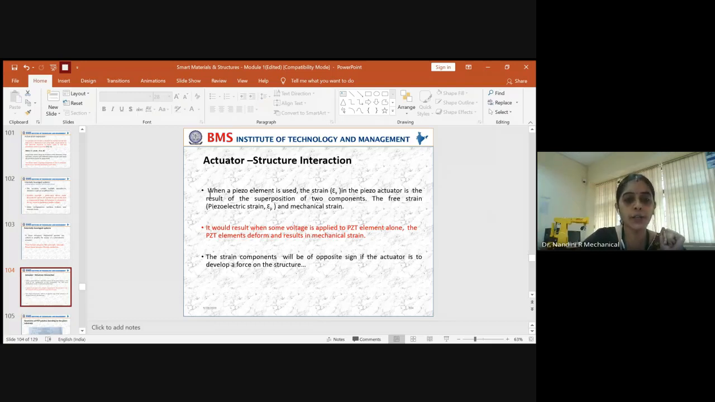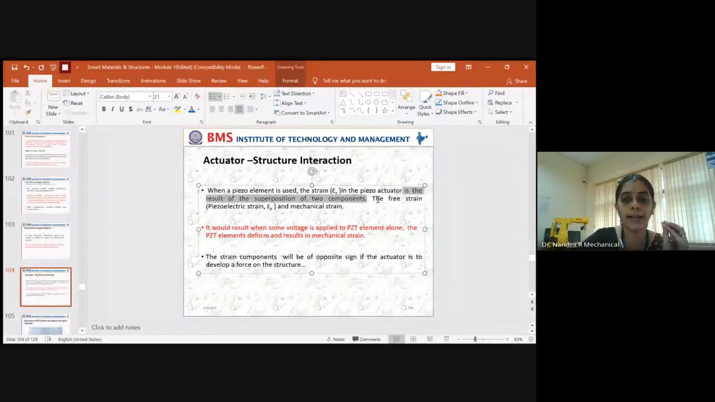So here what happens is you will be having a piezo element. When you use a piezo element, the strain in the piezo actuator that you get is a result of the superposition of two components. Suppose you have a structure and you have an actuator. The strain is induced in both the structure as well as the actuator. So the resultant strain that you get is due to the superposition of both the components. It is not the result of only the actuator. You should keep in mind it is the effect of both the structure as well as the actuator. So on the whole, it has two components in it.